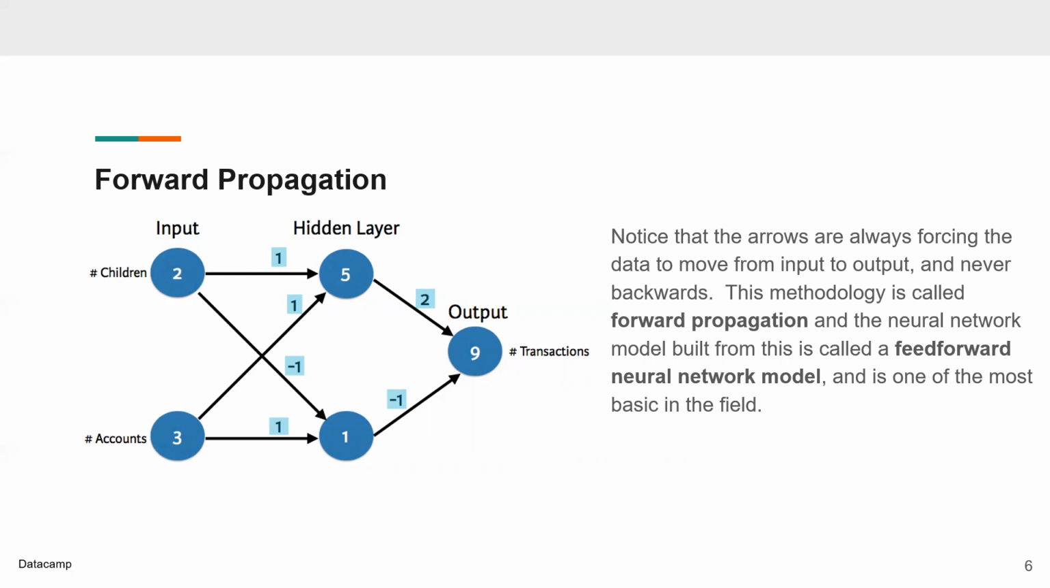So what we do here is essentially that we want to move from the left-hand side to the right-hand side. In other words, we call it forward, because this is following the direction of the arrows, right? So this methodology is called forward propagation, and the neural network model built from this is called a feed-forward neural network model, and it's one of the most basic in the field.